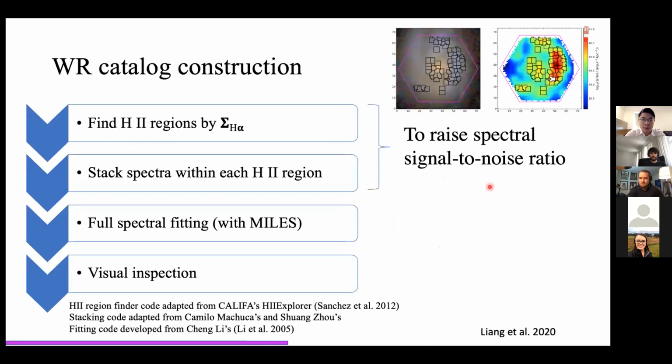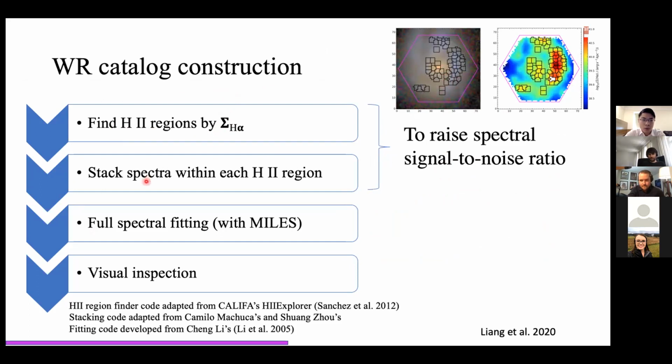So these are our procedures in the search, or in the catalog construction. We first find HII regions by an H-alpha surface brightness threshold. The reason we are doing this step is to try to raise the signal-to-noise ratio of the spectrum. And you can see here, these are the identified HII regions in this example galaxy.